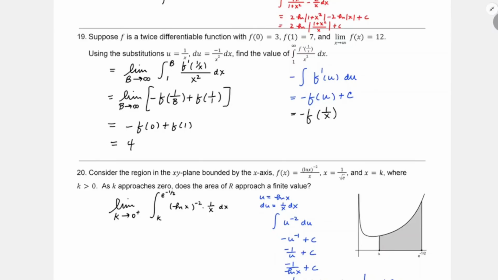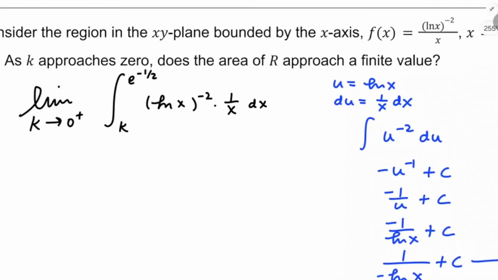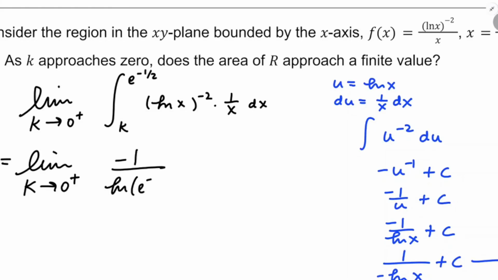So I could just go back to the original one, negative 1 over log x. Negative 1 over log of e to the negative 1/2, which would have been a negative half, minus negative 1 over natural log of k. Still feel like as k approaches 0 from the positive side, natural log of k approaches negative infinity, so that fraction is going to go to 0. Man, I'm back and forth on this one.